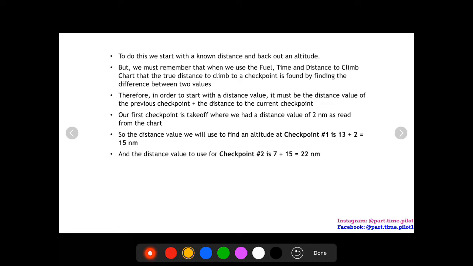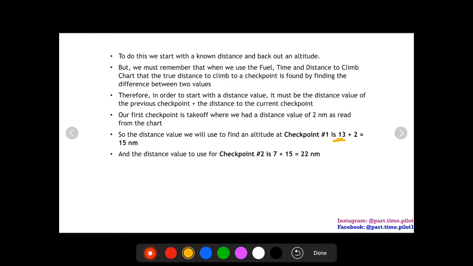So to do this, we start with a known distance on the fuel time distance to climb chart and back out the altitude. For checkpoint 1, the leg is 13 nautical miles. We have to remember that we can't use this value to back out the altitude, because the value that corresponds to an altitude is different than the actual distance value to our checkpoint. If this doesn't make sense, let me try to explain.